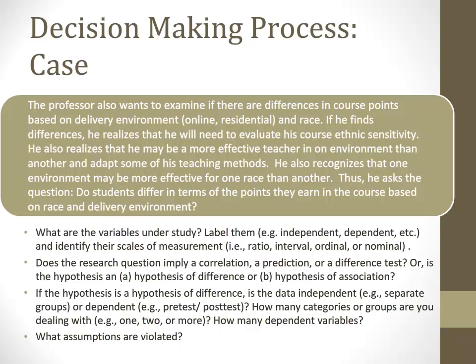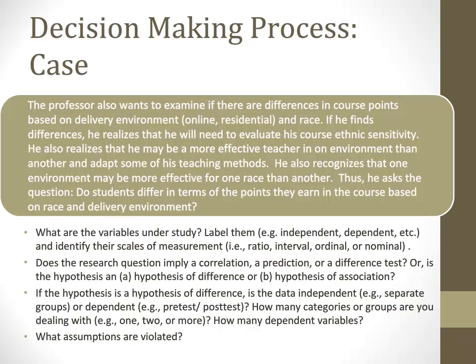The final question then is, do we have any violations in our assumptions? And at this point we're going to say no. So based on the information we have, we've determined we have two nominal independent variables. One has multiple groups, one has two groups. So we would look at our table in our statistics guide and move down the row, looking for an analysis that can analyze two independent variables.